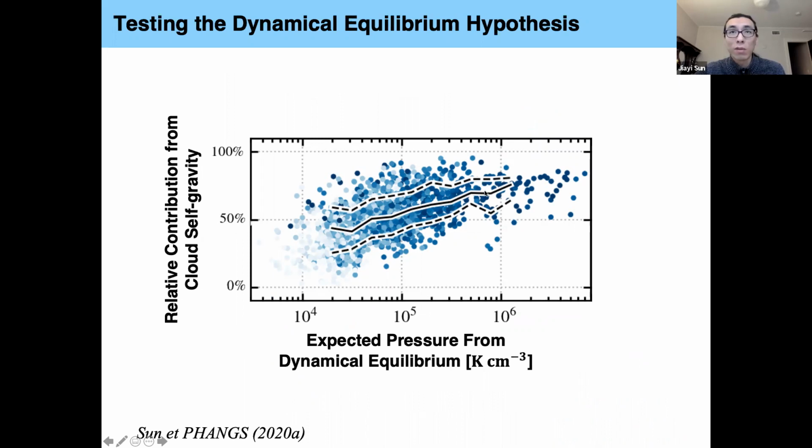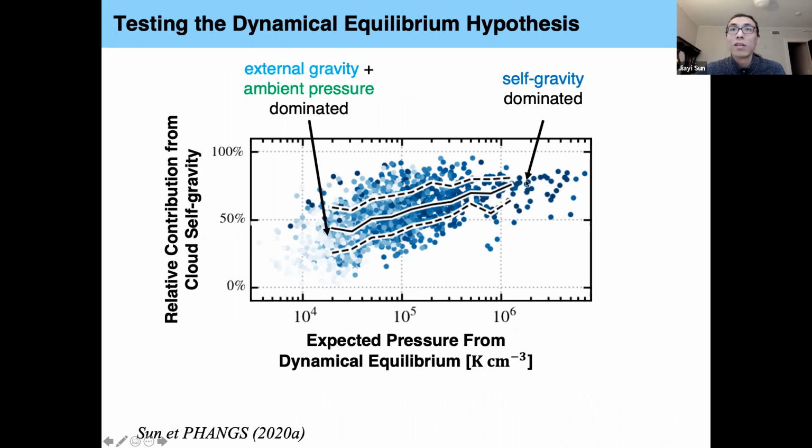There's a trend going through most of the data points. And if you look at the trend at the high pressure end, you have most of the dots above 50%. What this means is that self-gravity of molecular clouds is dominating in this region. But once you go below, at very low pressure inside molecular clouds, you can see that self-gravity ceases to dominate. And instead, the combination of external gravity and ambient pressure starts to dominate the total pressure budget.